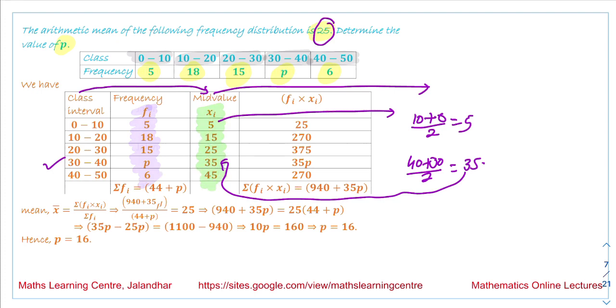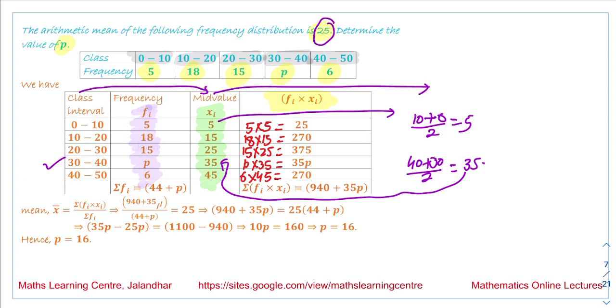Next, we have the values of fi and the values of xi. Now we have to calculate the value of fi into xi. We multiply these terms. So 5 into 5 is equal to 25. Then 18 into 15 is 270. Then 15 into 25 is 375. Then p into 35 is 35p. And last we have 6 into 45, which is equal to 270.